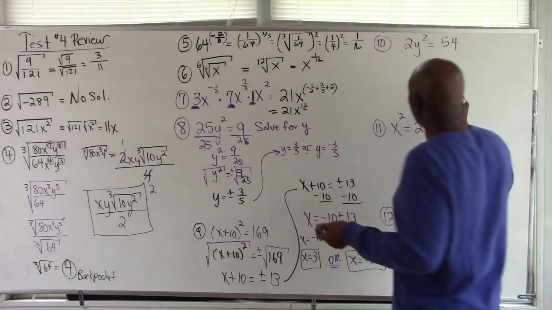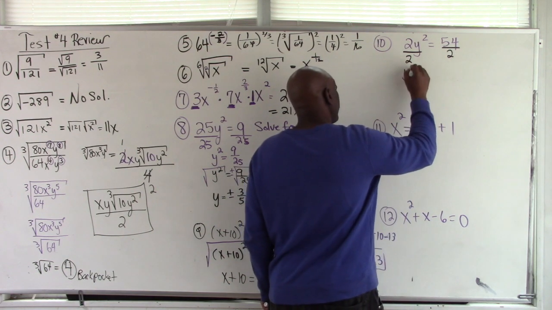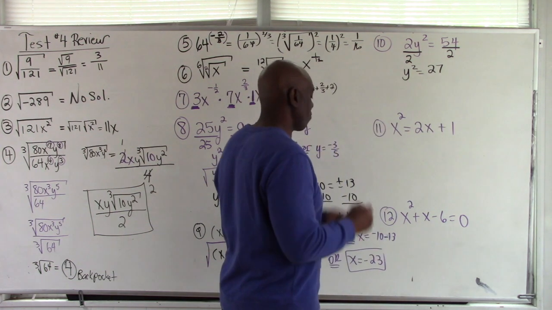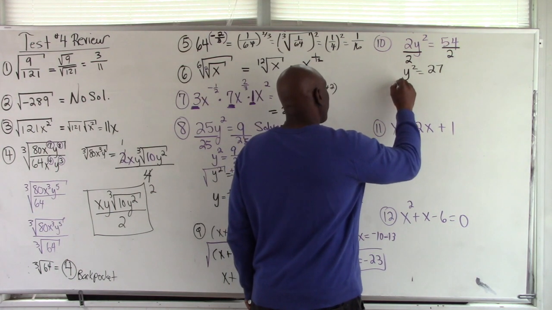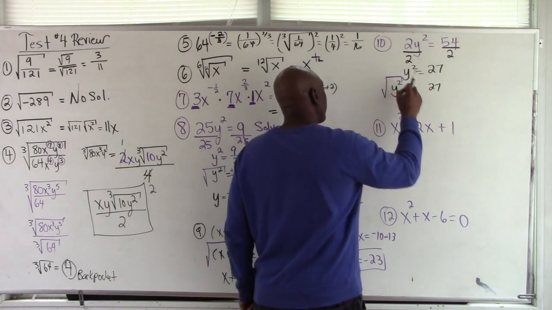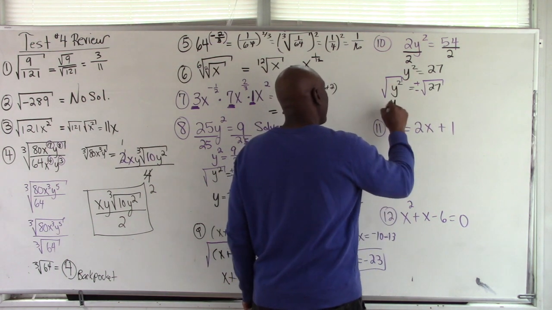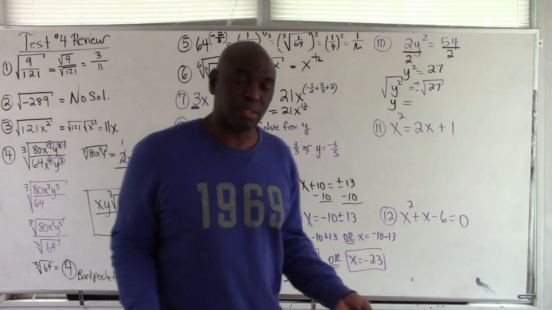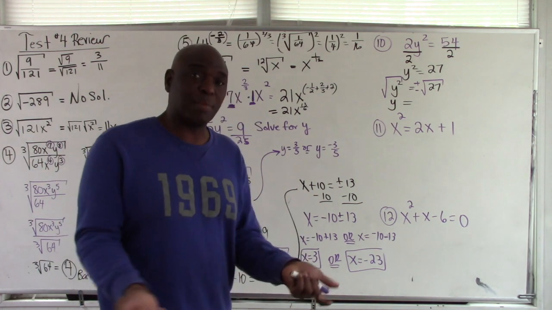So the first thing we want to do is divide both sides by 2. And so y squared equals 27. Right? So if y squared is 27, take the square root of both sides. Square root the left, plus or minus square root the right. And so y is going to equal, well, we have to break down the square root of 27. We have to go ahead and break it down into prime numbers.